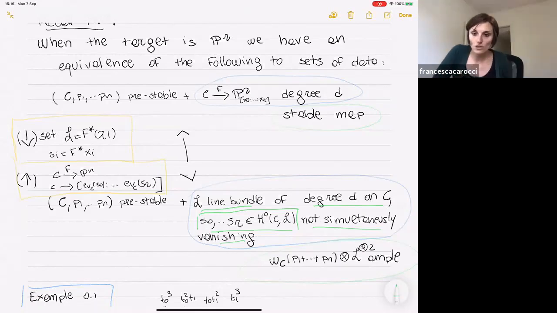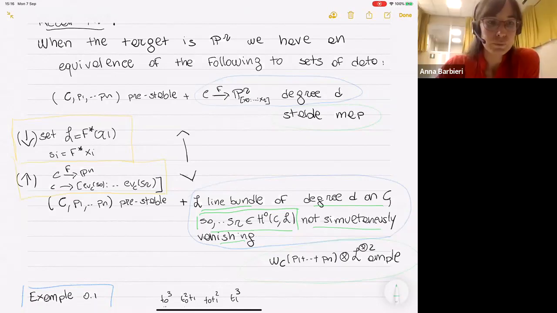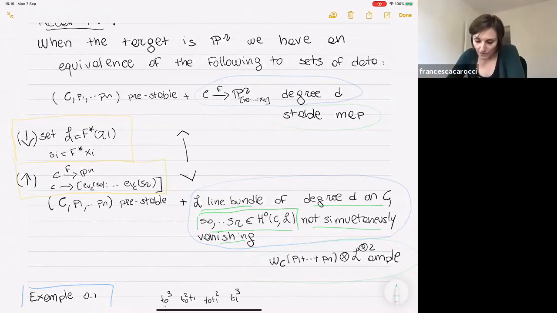So there is some constraint on these sections. Thank you. Okay, and we can rephrase the stability condition as the ampleness of this line bundle, the canonical of the curve C twisted by the marked point and by the second power of my line bundle L. Okay, so let's see a few examples.